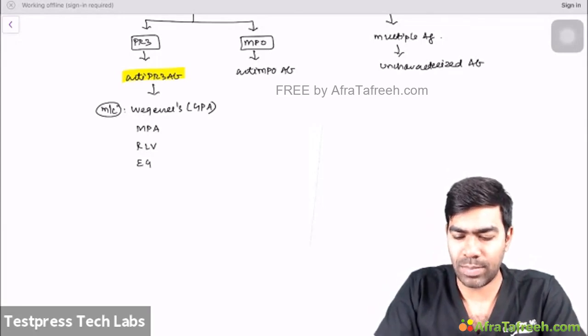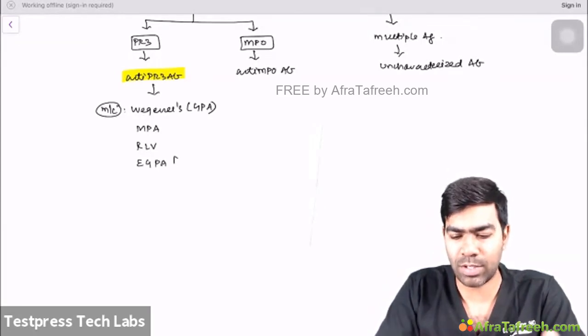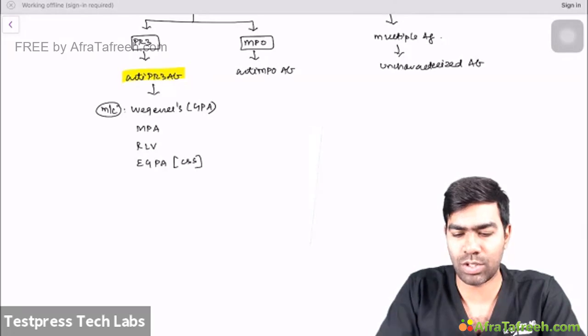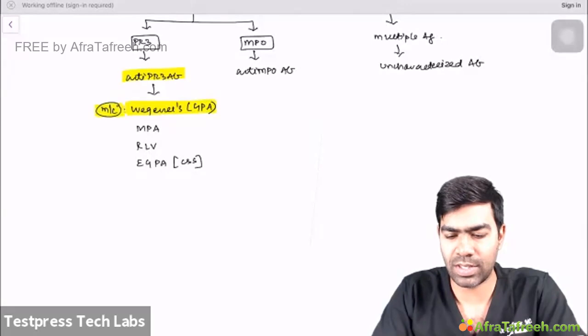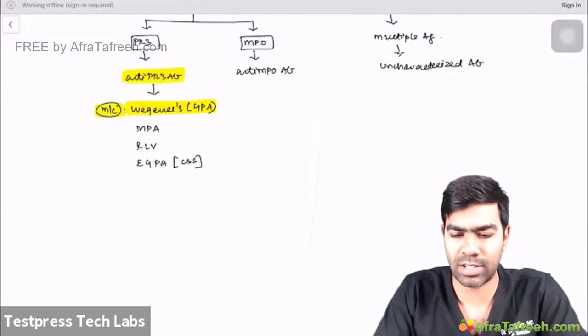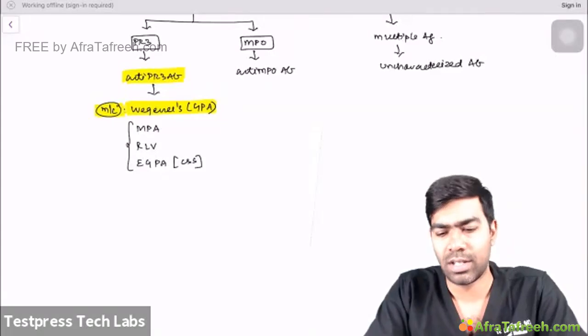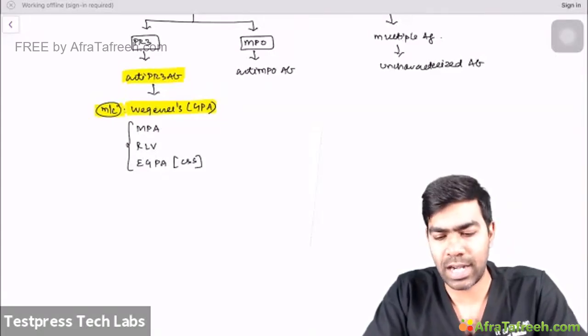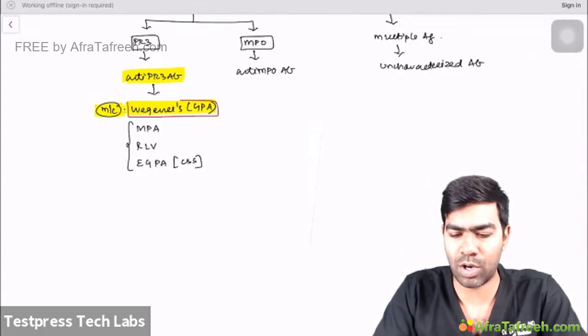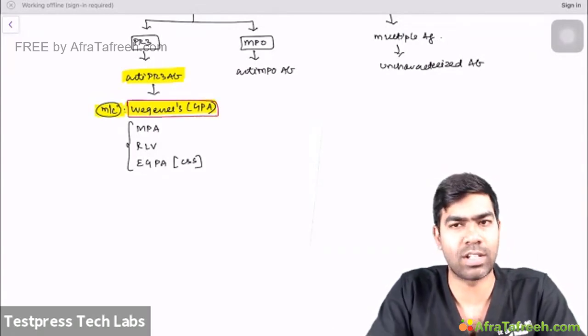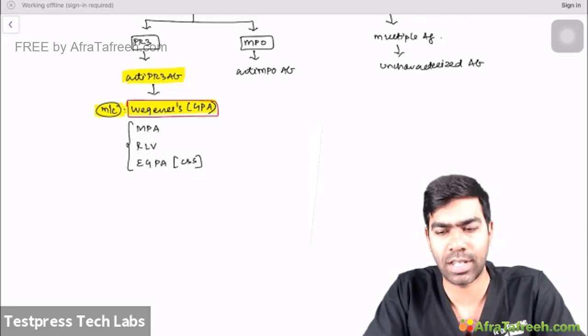Or you can have an EGPA. What is EGPA? Eosinophilic granulomatosis with polyangiitis, otherwise referred to as Churg-Strauss syndrome. Which means even though the most common vasculitis associated with anti-PR3 antibody is Wegener's granulomatosis, you still have other vasculitis associated with this anti-PR3 antibody as well, but in a small number. But as far as exams are concerned, anti-PR3 antibody always means Wegener's granulomatosis. That is how they give in exams, but in reality, it's not the case.